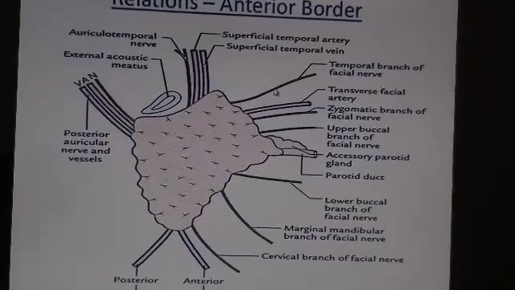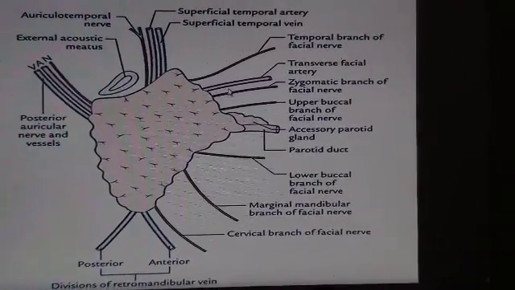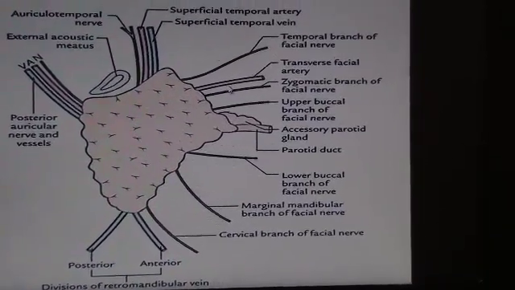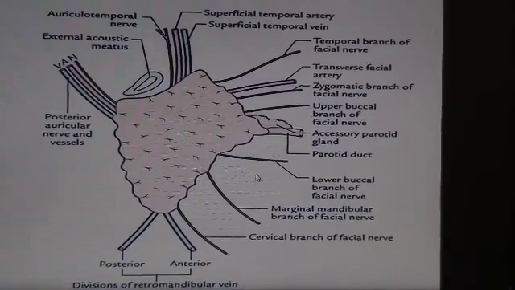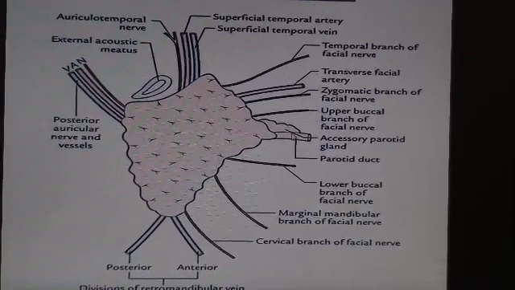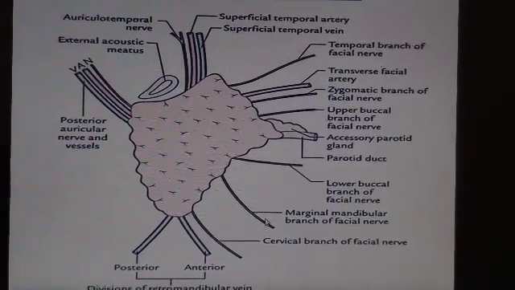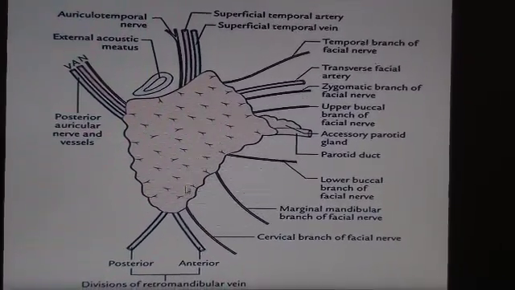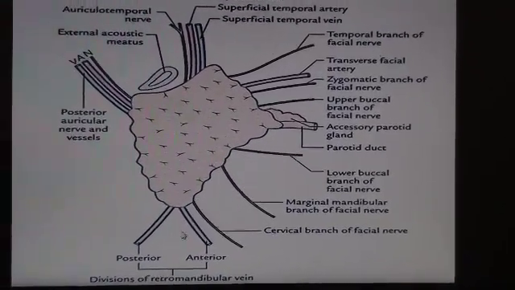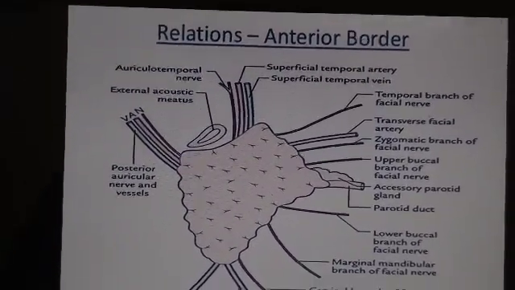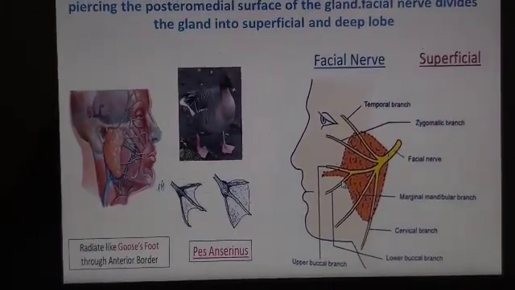the rest of the branches of the facial nerve, namely the temporal branch. Then there is the zygomatic branch of the facial nerve, in between which passes the transverse facial artery. Then there is the upper buccal branch and the lower buccal branch of the facial nerve, in between which passes the parotid duct. Then there is the marginal mandibular branch of the facial nerve, the cervical branch of the facial nerve, and the 2 divisions of the retromandibular vein.